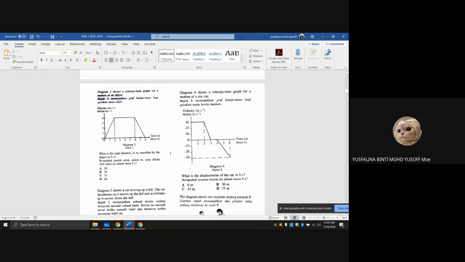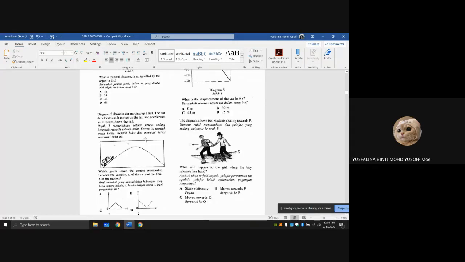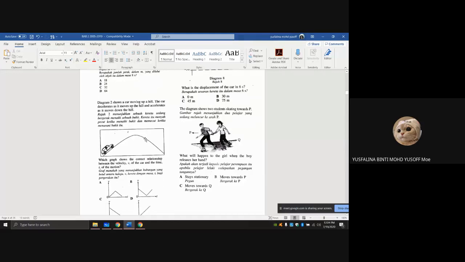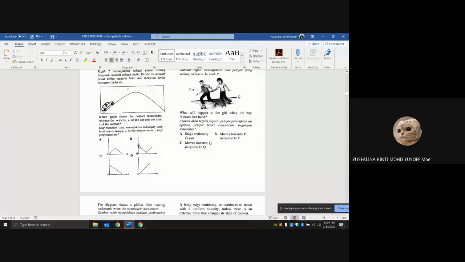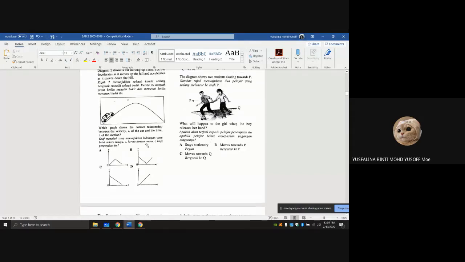Okay, the next one. Diagram 2 shows a car moving up a hill. The car decelerates as it moves up the hill and accelerates as it moves down the hill. So decelerate means the velocity is decreasing, and accelerate means the velocity is increasing. So the answer should be B.